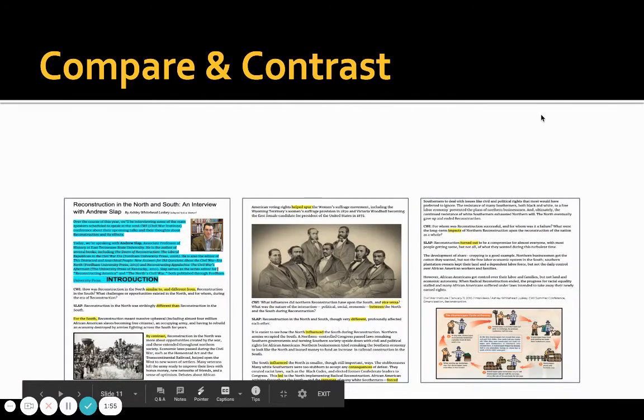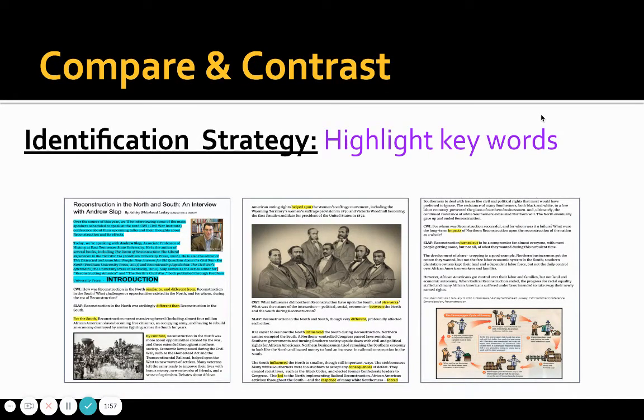The next one, compare and contrast. You would highlight the keywords. And so you'll see from here on out that the transition words that the author uses is a big help to know what is the text structure.